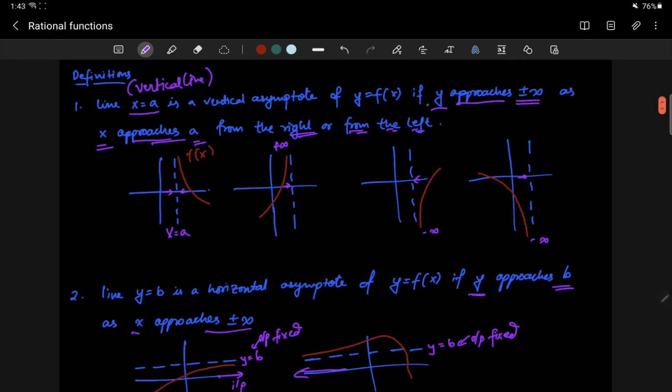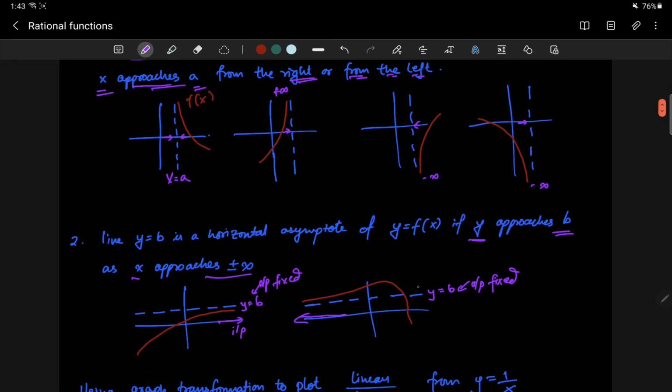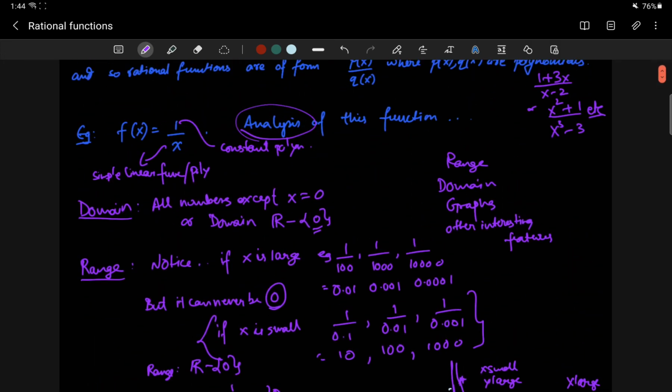So for a vertical asymptote, we need y to approach plus or minus infinity. So it shoots up, parallel to the vertical line. For a horizontal asymptote, it has to approach a horizontal line, which means it has to approach a constant. So it's y equals b, some number. So one new thing that we have found is that when analyzing rational functions, we need to consider these asymptotes, which are basically points that are removed from the domain or range, and we want to look at the behavior of these functions at those points. So that's all for introducing these functions.